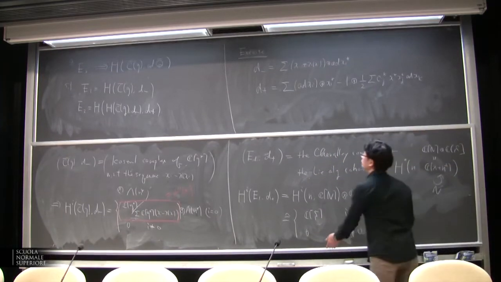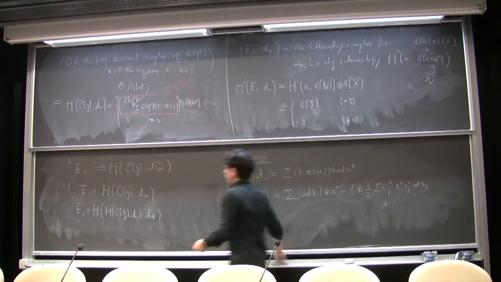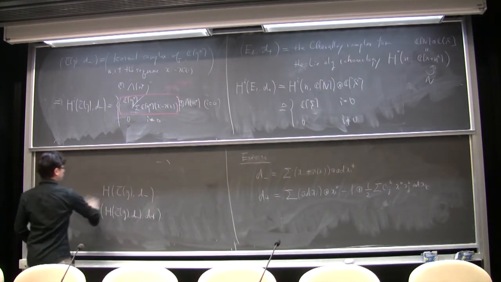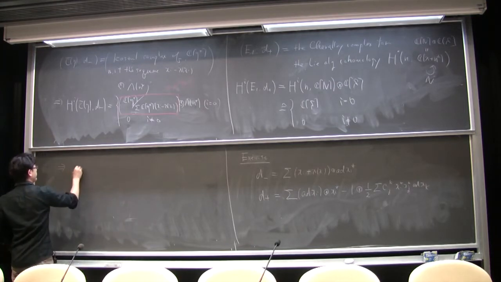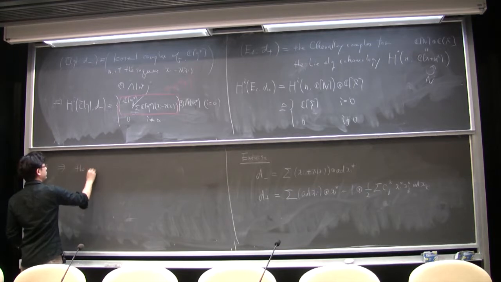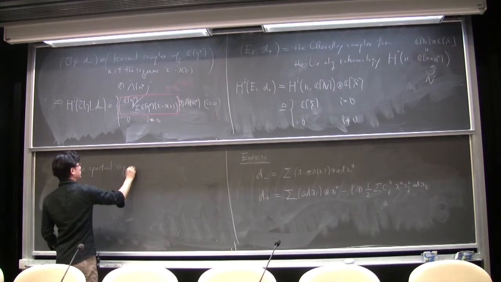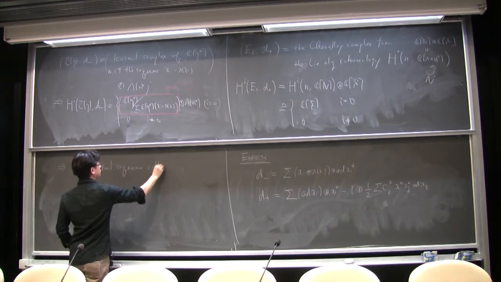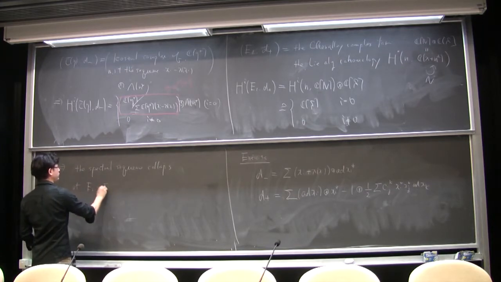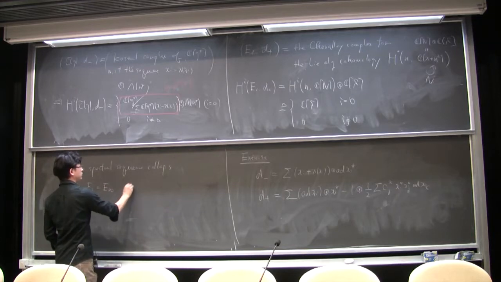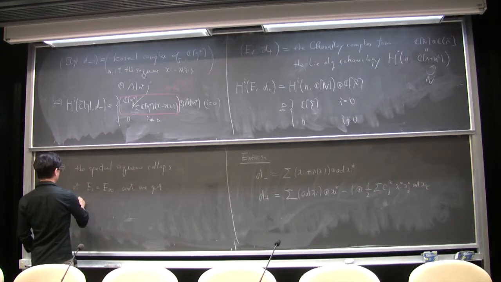So we conclude that the spectral sequence collapses at E2, E2 equals infinity, and we get the desired isomorphism.